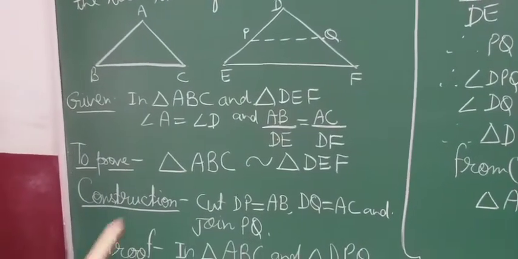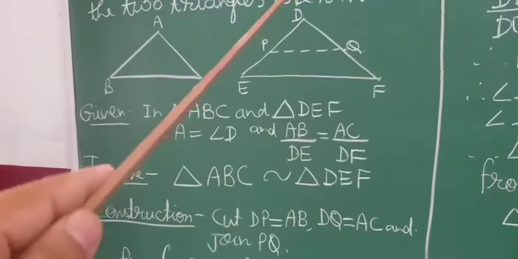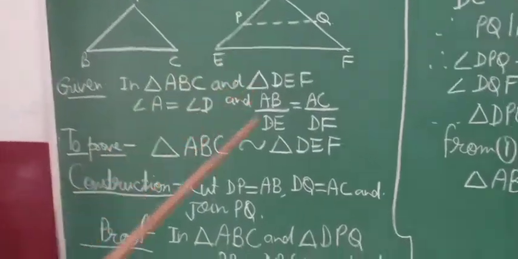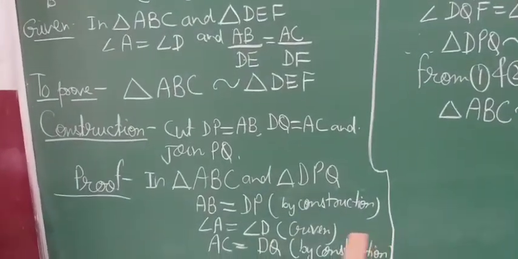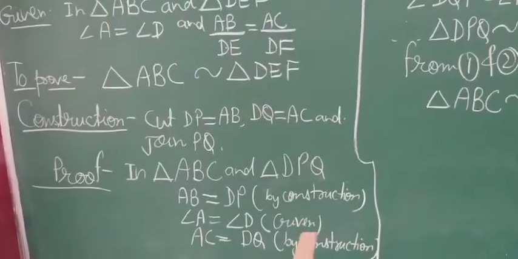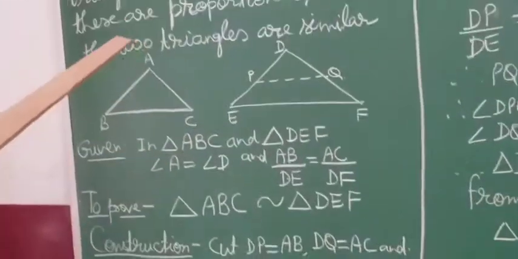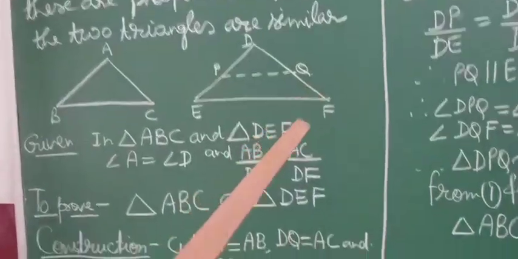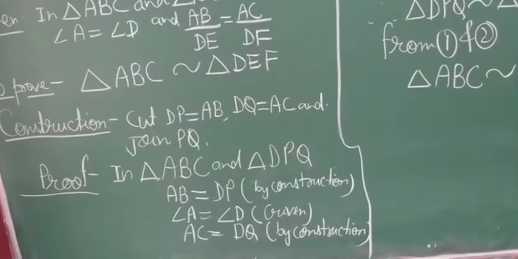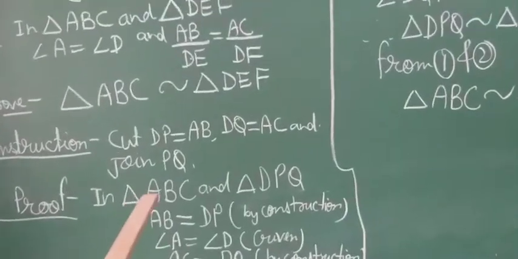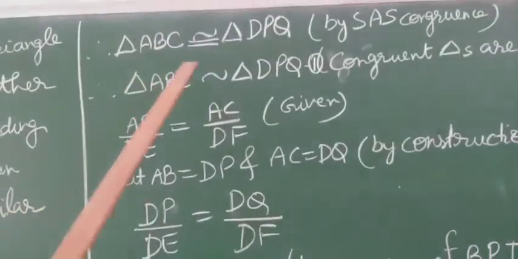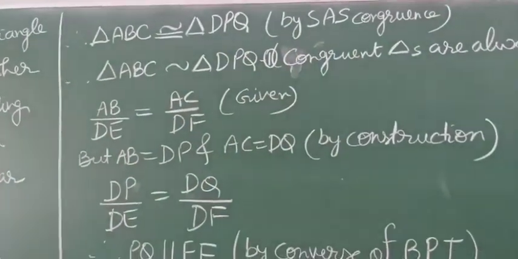Now students, in triangle ABC and triangle DPQ, AB equals DP by construction, angle A equals angle D given, and AC equals DQ by construction. Side, angle, side, it means triangle ABC is congruent to triangle DPQ by SAS congruency.